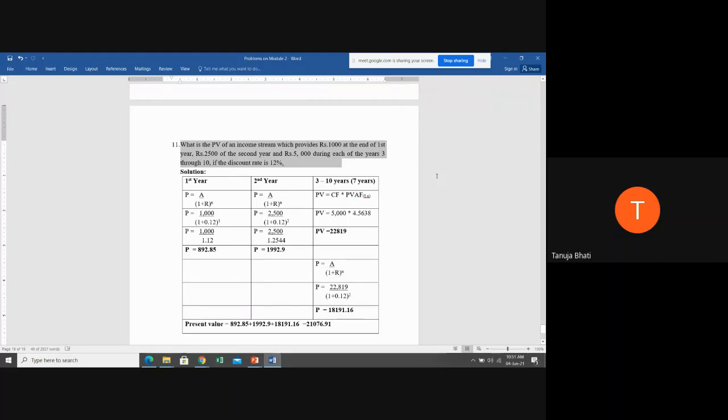Can anyone do an attempt of explaining this problem? Yes. Ma'am, present value of multiple unequal cash flow. Okay.